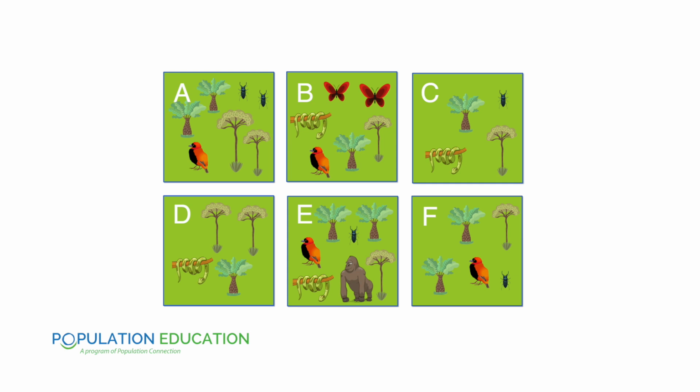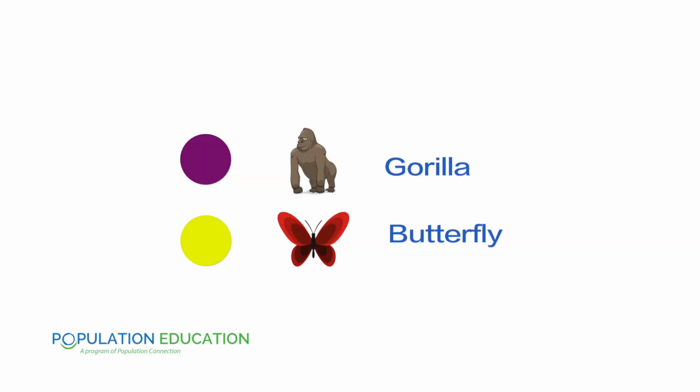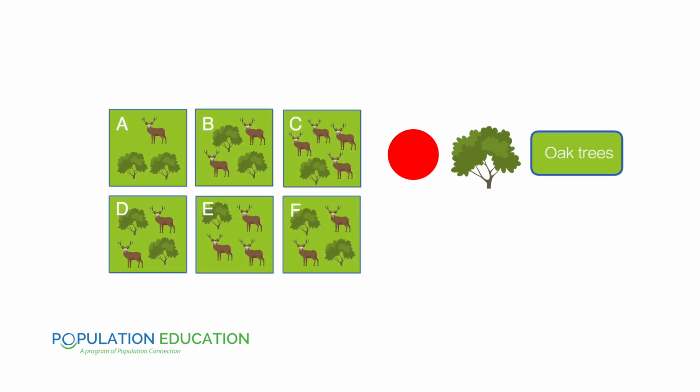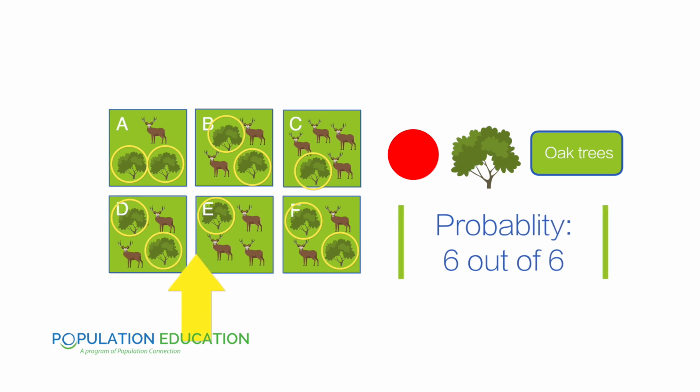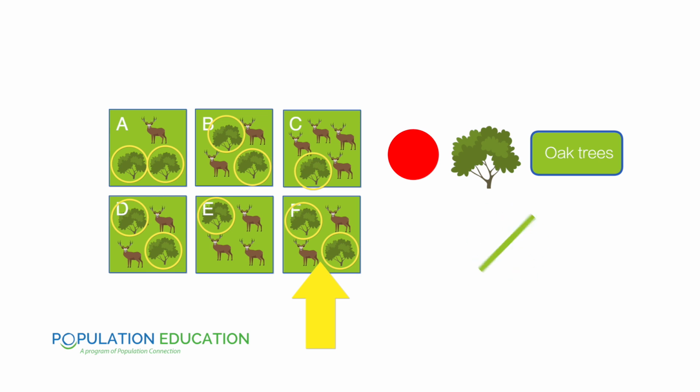while there are some species that only reside in one particular acre, like the purple bead that represents the gorilla, or the yellow beads that represent the butterflies. Now the worksheet challenges students to determine the probability that the population of each species in each forest would change if you cleared an acre. For example, in the temperate forest with the red bead, the oak trees, there is a 6 out of 6 chance that the population would change if an acre was cleared, because oak trees are in every acre. No matter which of the 6 acres you clear, the population is impacted.